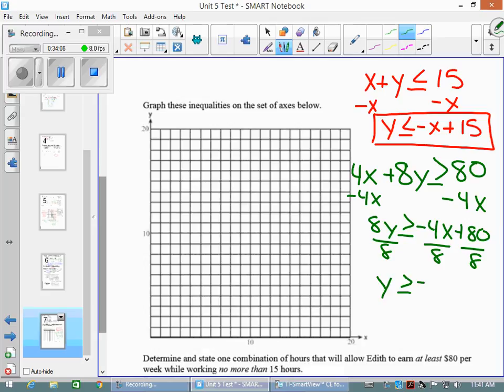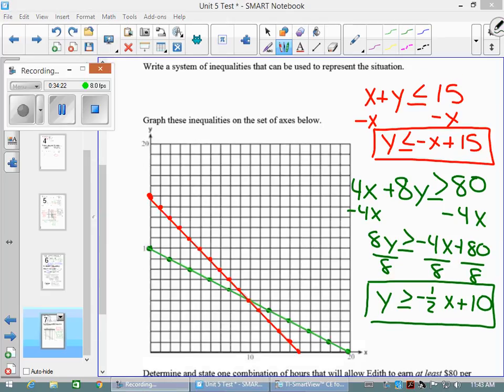We want to graph them accurately. So I went ahead and graphed both of these lines on our graph. And now the only other thing that we need to make sure that we do is that we do our shading correctly. So for our green line, we had a y-intercept of 10, and I went down 1 and over 2 for negative 1/2 slope. And for my red line, I had a y-intercept of 15, so I started at 15, and I had a slope of negative 1, so I went down 1 over 1. Now I needed solid lines because our symbols were less than or equal to and greater than or equal to.